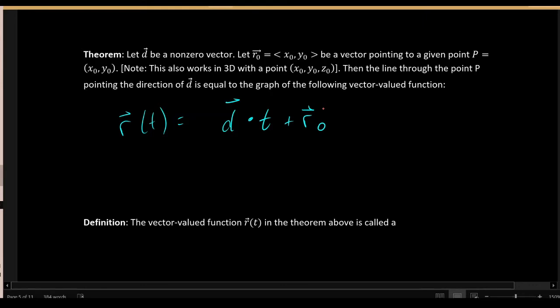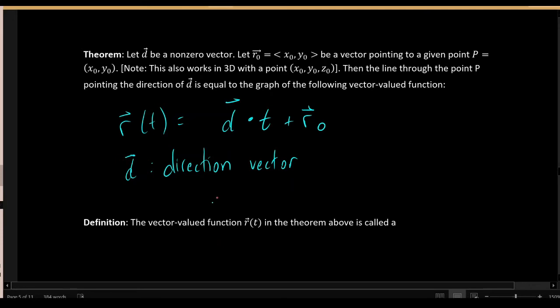The vector d here is called the direction vector, and it's acting a little bit like the slope of a line. The vector r0 points toward the initial point, so it's acting a little bit like the intercept of the line.